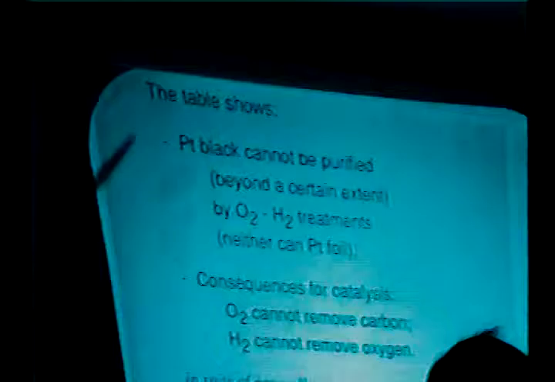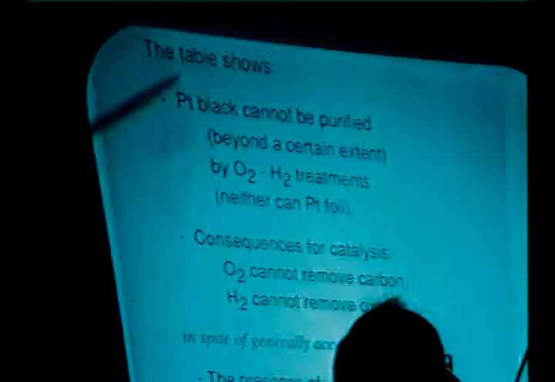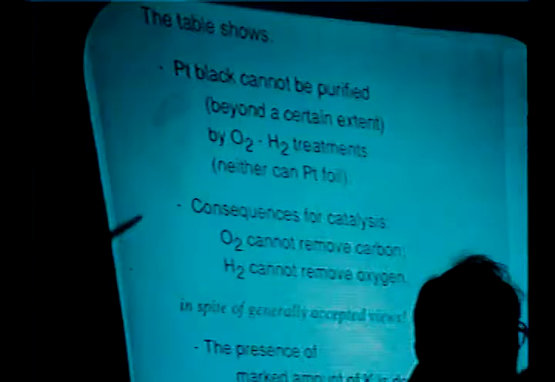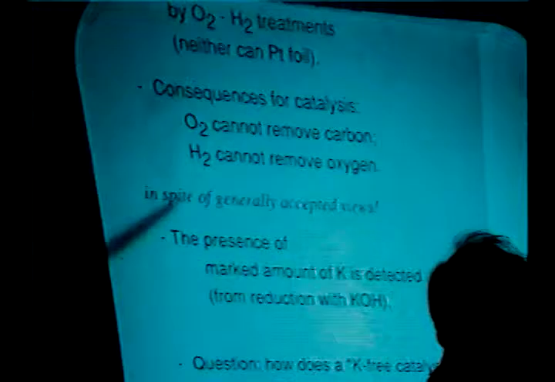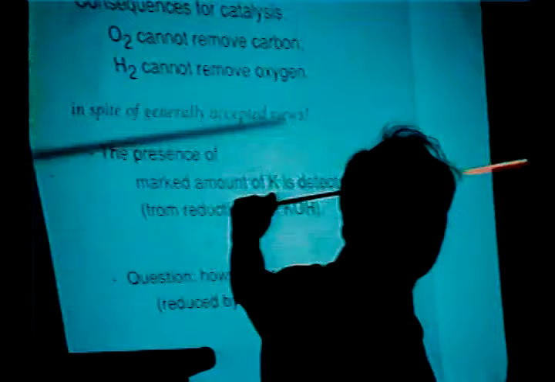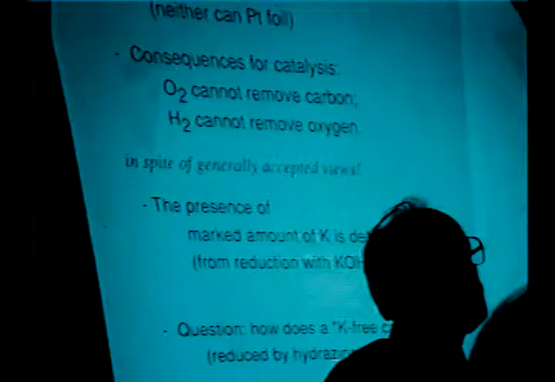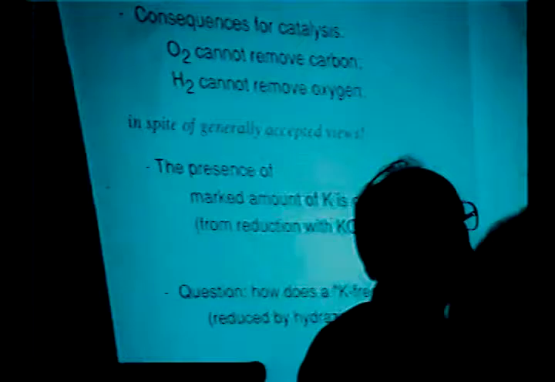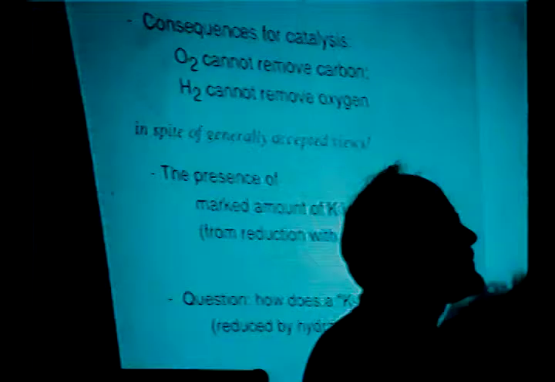The main result is that platinum black cannot be purified beyond a certain extent by this chemical treatment, neither can platinum foil. And we think the consequences for catalysis are rather interesting: oxygen cannot remove carbon and hydrogen cannot remove oxygen entirely, in spite of generally accepted views. Because you all know that it's the usually accepted view that if you treat it with oxygen, the carbon is burned off, and then treat it with hydrogen, the oxygen is removed, so fine, we have a clean platinum. This is not true.